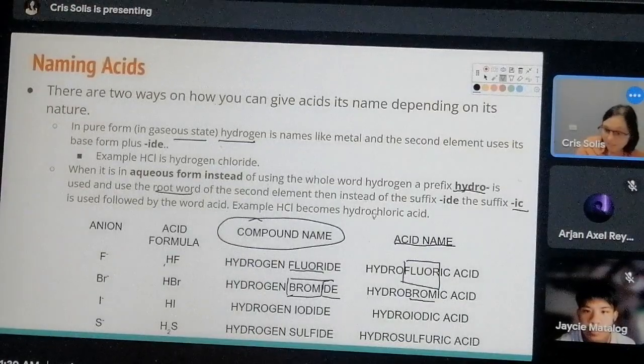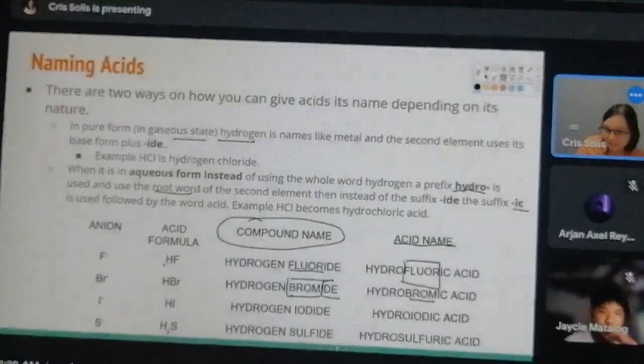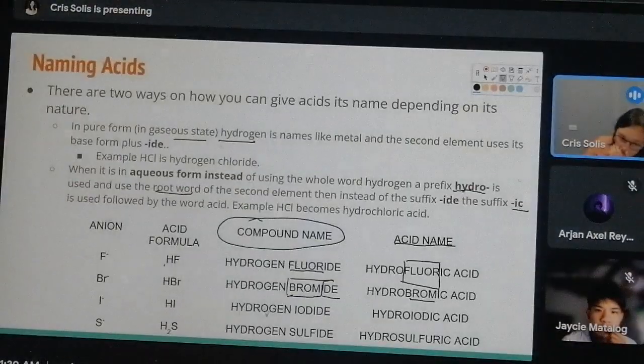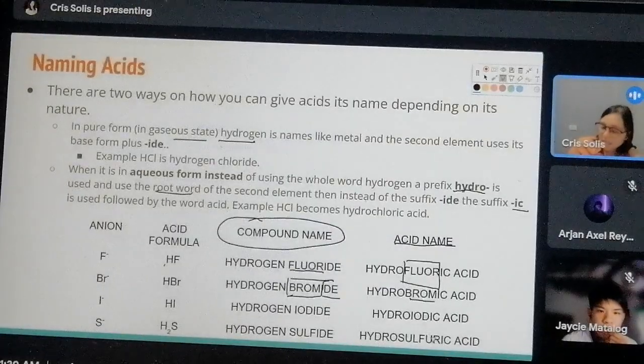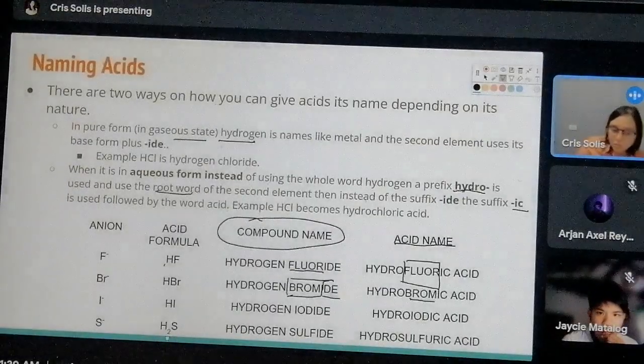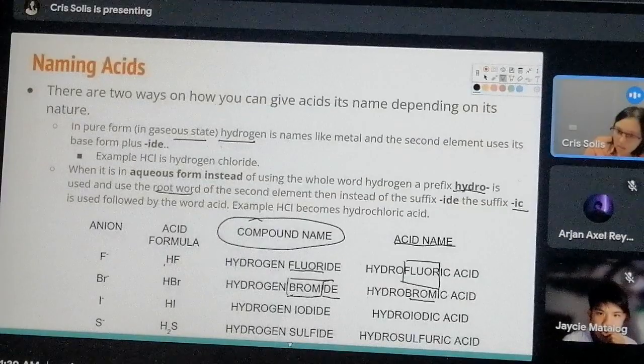Easy, right? So again, like iodine, HI, hydrogen iodide, or hydroiodic acid. H2S, hydrogen sulfide, or hydrosulfuric acid.